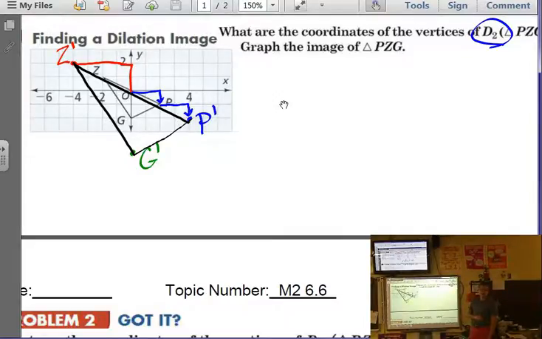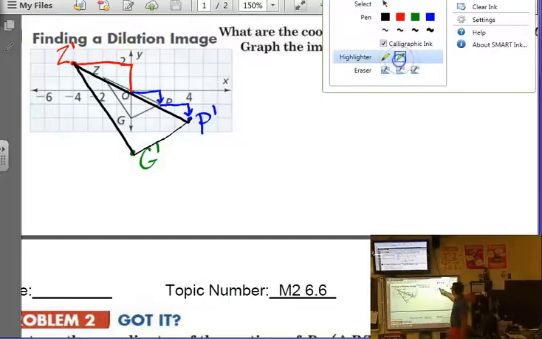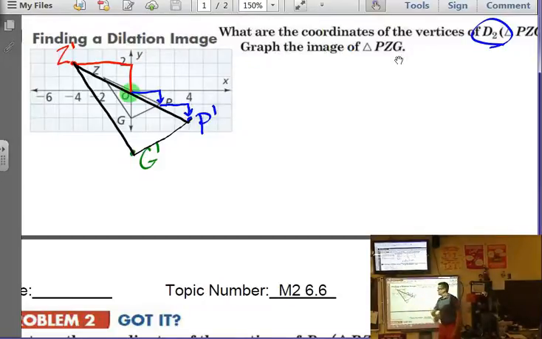Now, why is one side on top of the other side? Don't most dilations then end up not sharing any features? Because that side intersects the center of dilation. It is on my dilation point. Anything on your dilation point can't go anywhere. So do not let that strike you as odd. That is perfectly fine that we are on top of it.